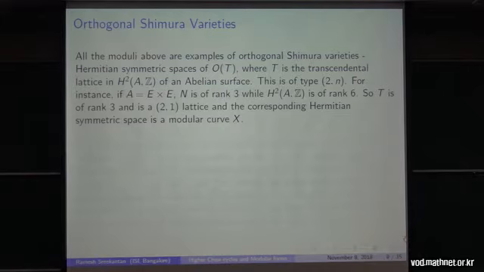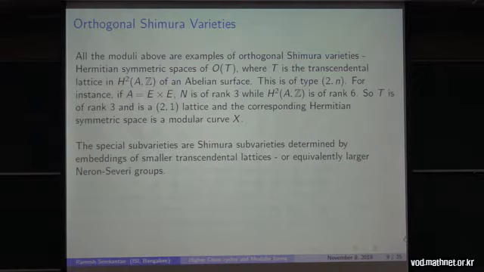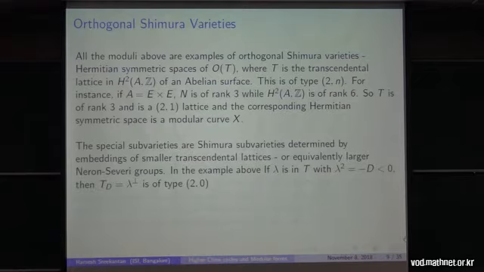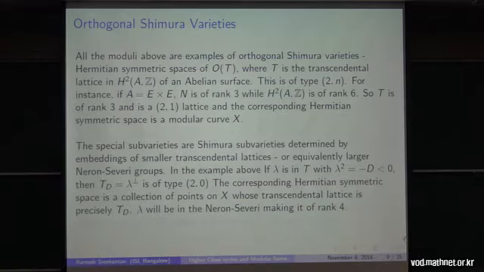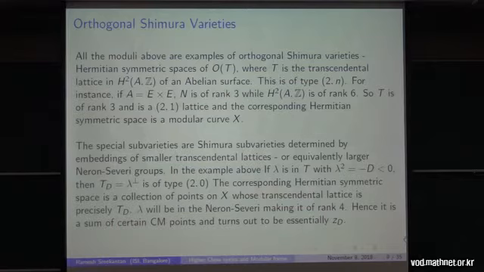The special subvariety or Shimura subvariety is determined by embedding a smaller transcendental lattice, or equivalently a larger Neron-Severi group. So as we said, in the CM point situation, you have one more element in the Neron-Severi group. Therefore, the transcendental lattice becomes smaller, right? So in the example, if lambda is in T with lambda squared equal to minus D less than 0, and you take T_D, the orthogonal complement of lambda, this is of type (2,0). And the corresponding Hermitian space of type (2,0) is just a bunch of points. It's those points where the transcendental lattice is T_D, or equivalently, the Neron-Severi has lambda inside it. So the Neron-Severi is of rank 4. So it's a sum of certain points and turns out to be essentially this Z_D, the special CM point or Heegner point we described earlier.